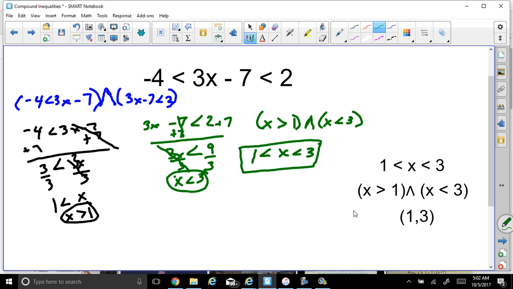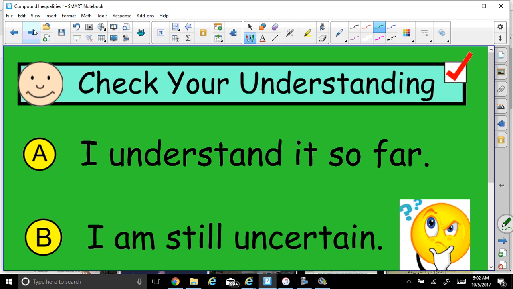So that was a good question. So hopefully you know how to solve it. Just be careful of your symbols, which one you're using. Don't do like Dr. Rob and write the wrong symbol. So check your understanding. I hope you understand.